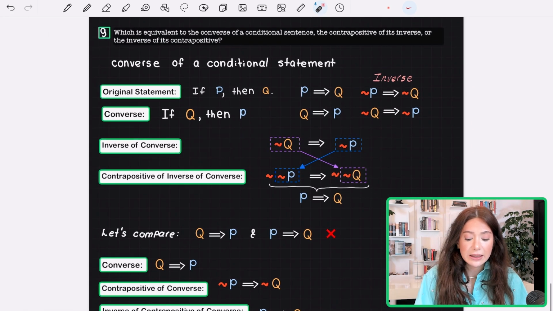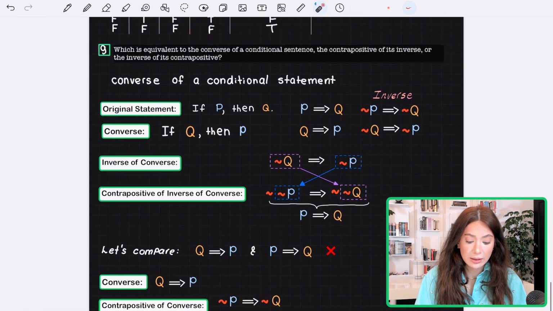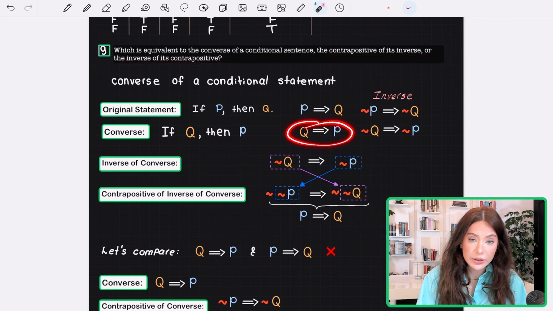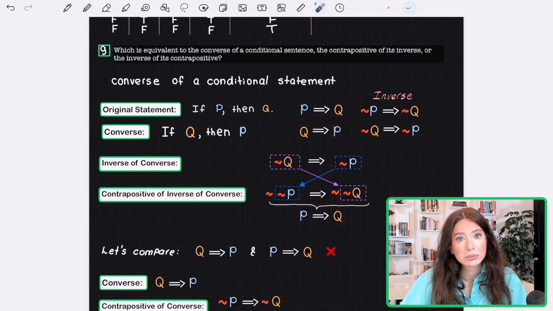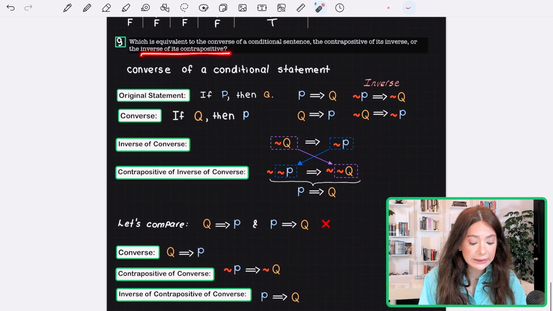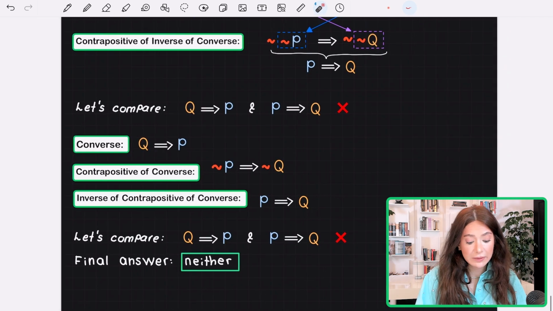And how do they ask you to compare this as well as this to the converse of the conditional sentence? So how does this compare to the converse? Well, it's not the same. So you just say it's not the same. Now let's generate this one and see how it compares.